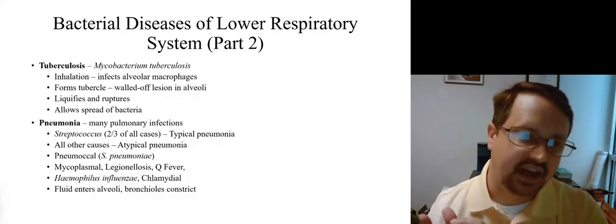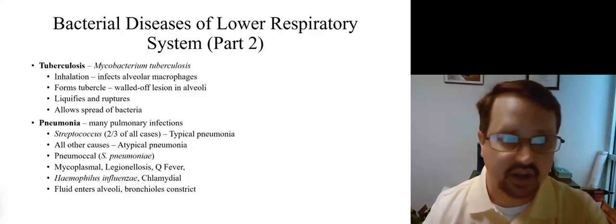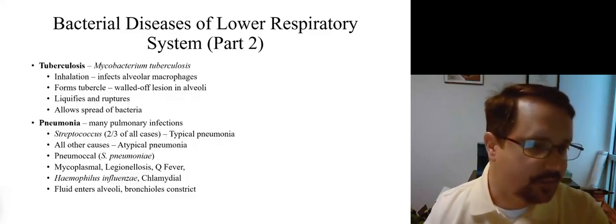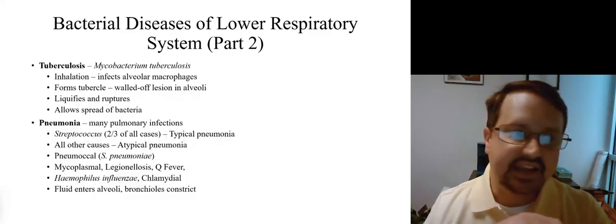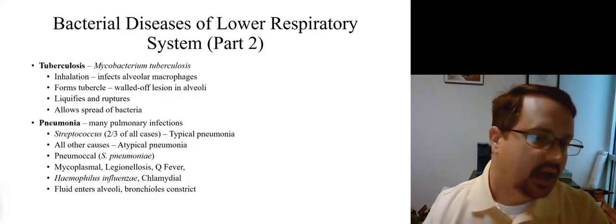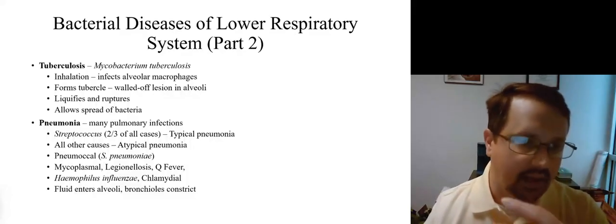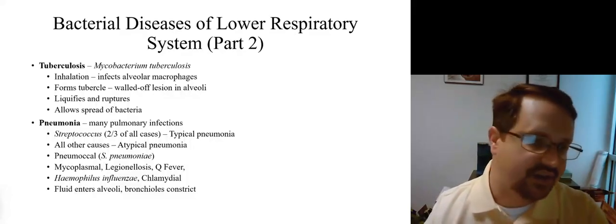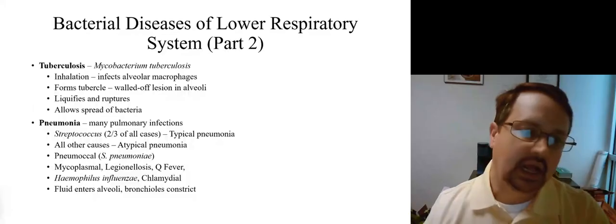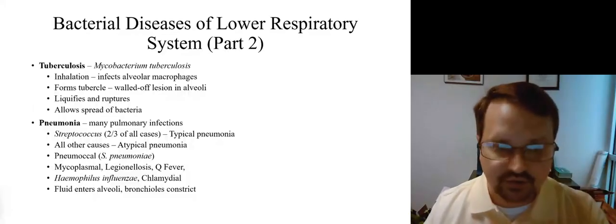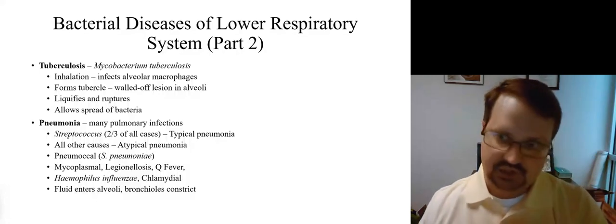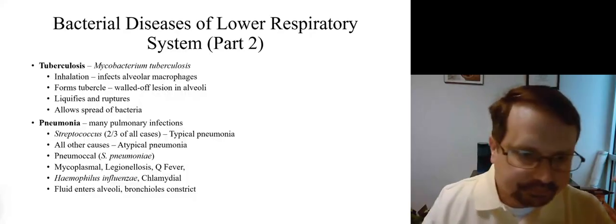Two-thirds of all cases of pneumonia are streptococcal. That's typical pneumonia. Atypical pneumonia may be pneumococcal: Streptococcus pneumoniae, Mycoplasma, Legionella, it could be Q fever, Haemophilus influenzae, or chlamydial. But basically, fluid enters the alveoli and the bronchioles are constricted, so you're going to have pneumonia.